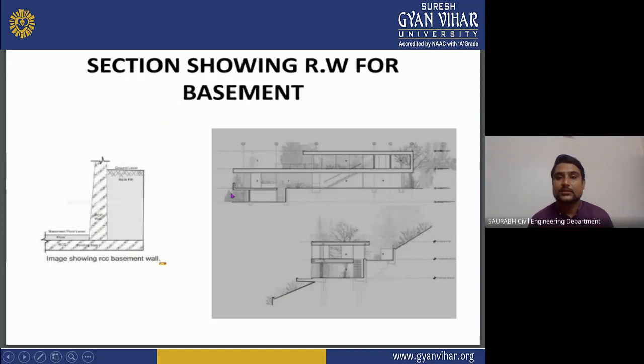And this is the section showing RW for the basement. As you can see here, this is the basement of the counterfort wall, and this image is showing the RCC basement of the wall, and this is your backfill, and this is your ground level, and this is your basement floor level, and this is your floor. As you can see here, that is the basement of a counterfort wall.